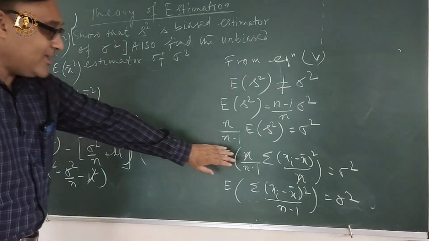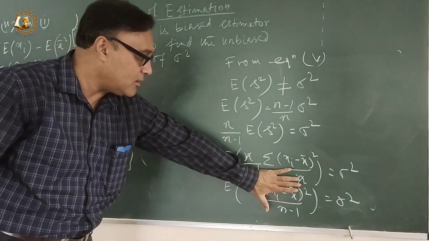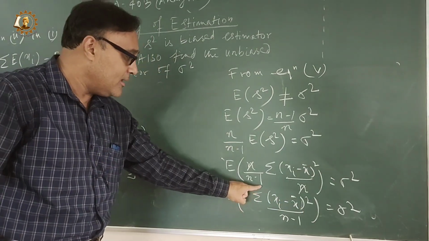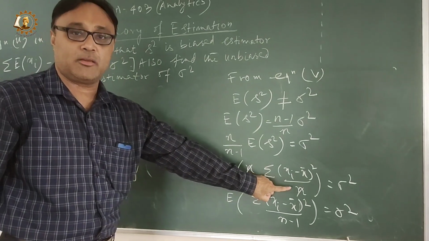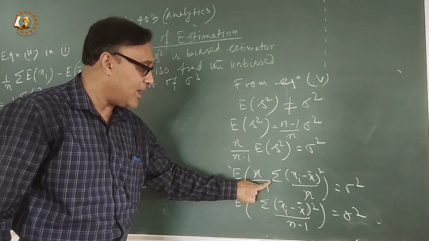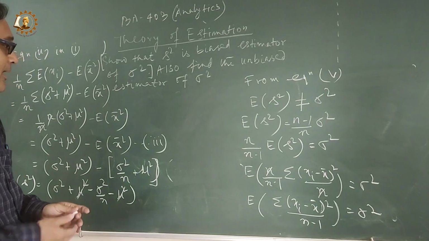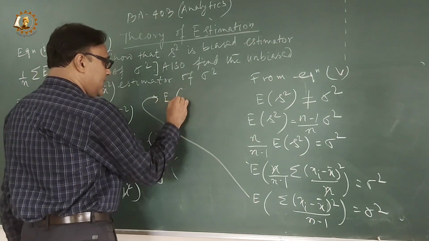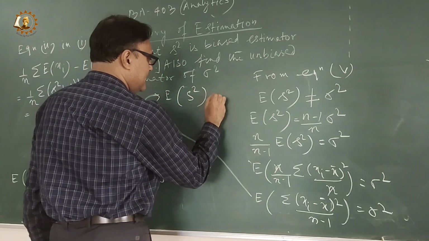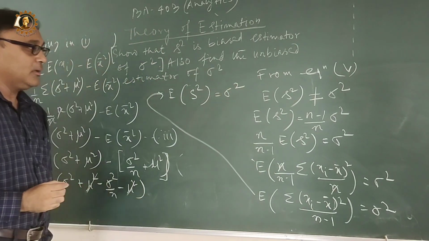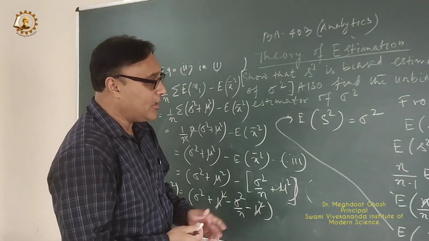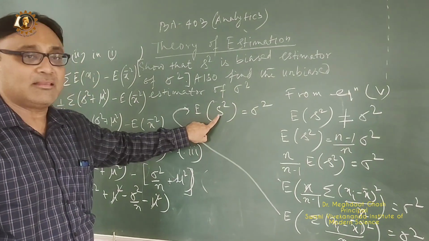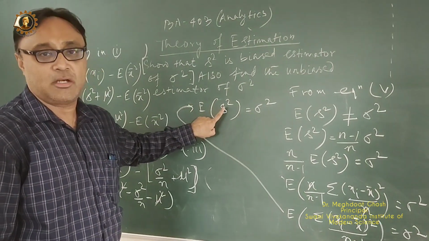So the expectation of this expression is nothing but equal to sigma square. So we can say that this is an unbiased estimator of sigma square. If we replace this value by capital S square, then we will be getting E of capital S square is equal to sigma square. So friends, here small s square is not an unbiased estimator of sigma square, but capital S square is an unbiased estimator of sigma square.